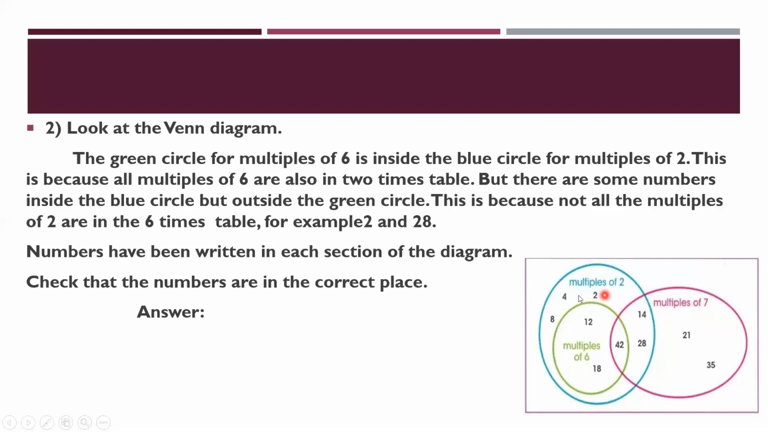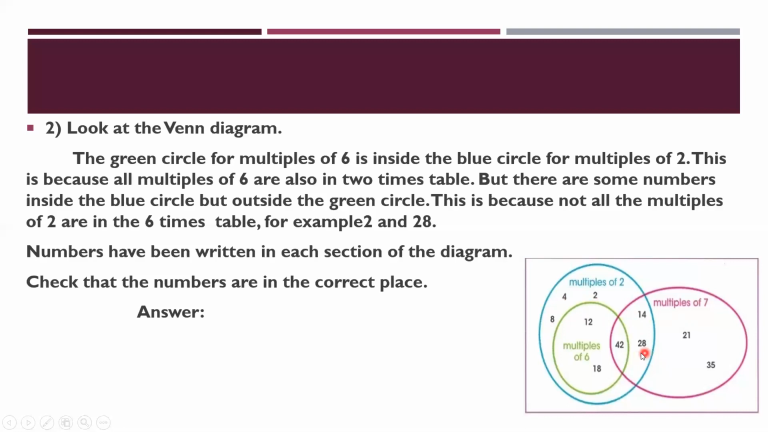So blue loop means multiples of 2. And the numbers are 8, 4, 2, 14, 28. Is 2 a multiple of 2? Yes. What about 4? It is a multiple. 8? Yes, 2 4s are 8. What about 14? Yes, 7 2s are 14. What about 28?